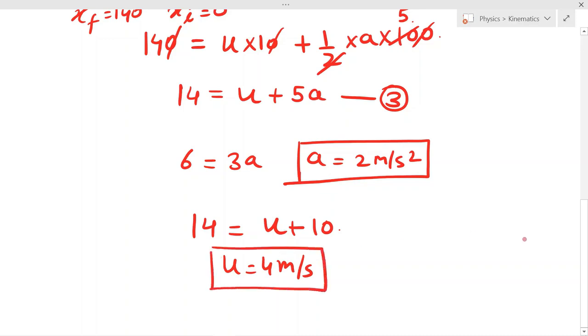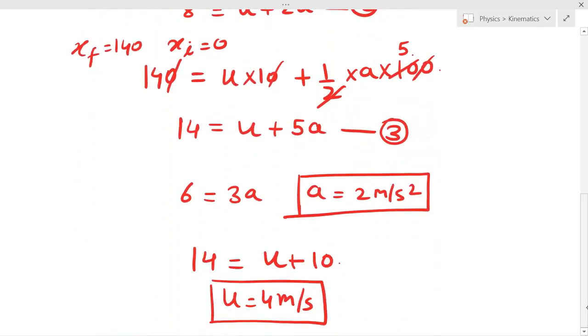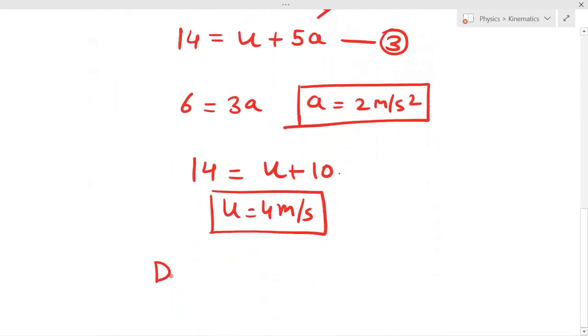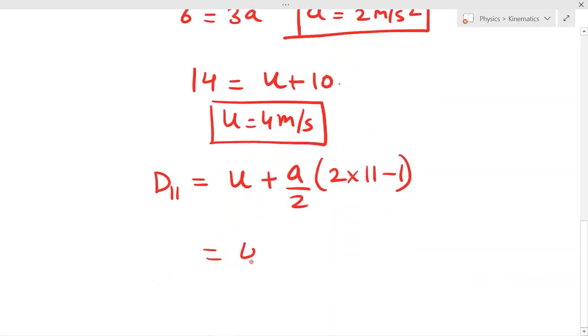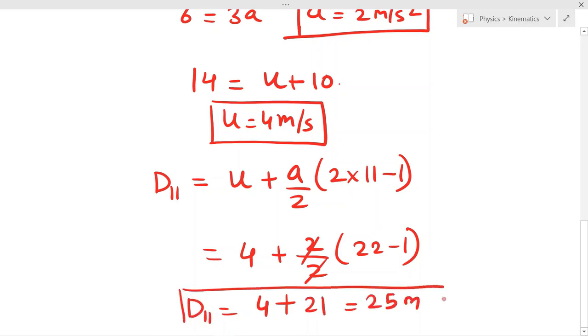So we know u and a, and we can substitute this in this equation to get the distance traveled in the 11th second. Now the distance traveled in the 11th second will be u plus a by 2 into 2n minus 1, that is 2 into 11 minus 1. So this becomes 4 plus a is 2, this is 2 by 2 into 22 minus 1. So this becomes 4 plus, this 2 gets cancelled, so this is 21. So this is 25 meter. So the distance traveled in the 11th second is 25 meter.